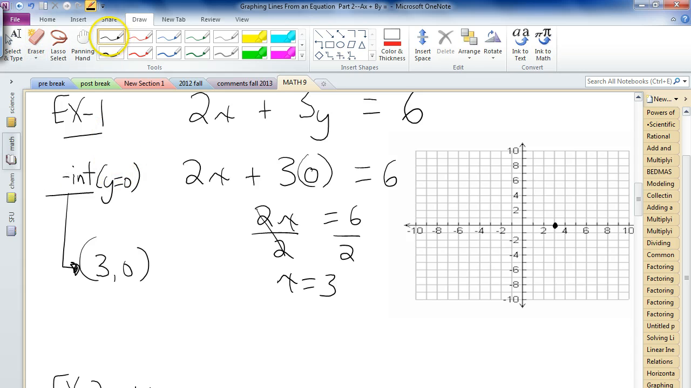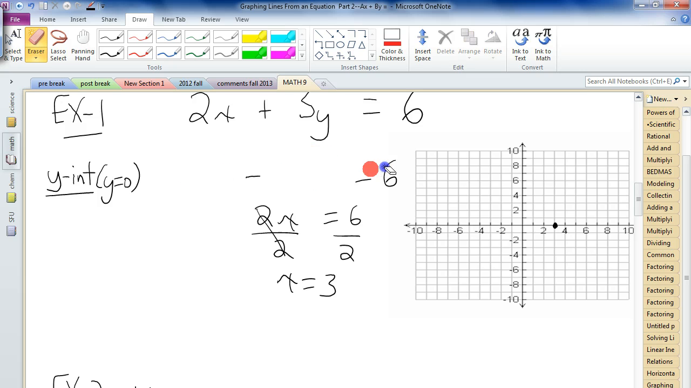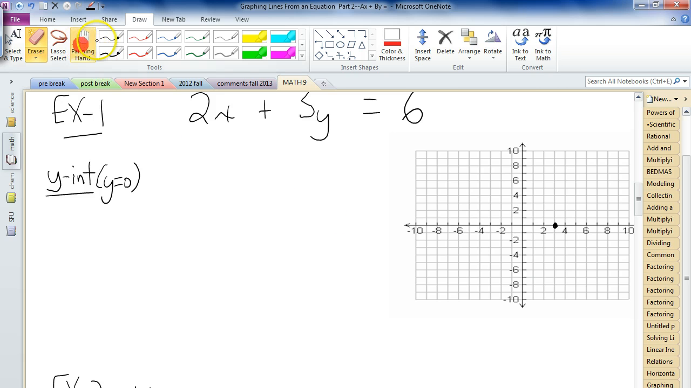For our y-intercept, what we're going to do is just change things around. For the y-intercept, we're going to figure out where x is equal to 0. So instead of that, we'll put x equal to 0. So now you find the y-intercept, where x is equal to 0.